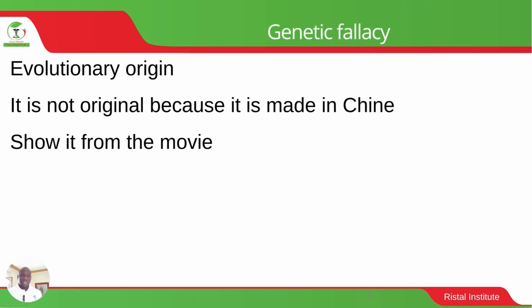Genetic fallacy is one which looks at the origin of a particular argument as evidence for whether it is actually true or not. In the markets, you go and argue about whether a given product is genuine or not. And then the seller will most likely tell you that this is not a very genuine product because it is made from China. But you can still have good products from China. So this is a genetic fallacy that looks at the origin as evidence for why a statement is actually correct or false.